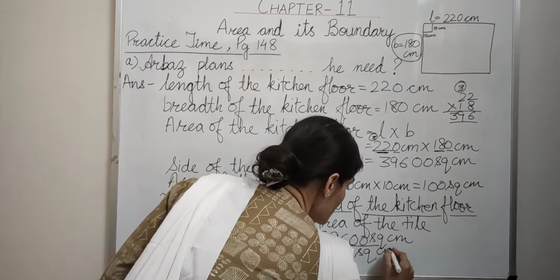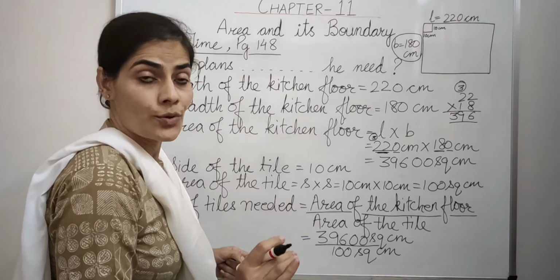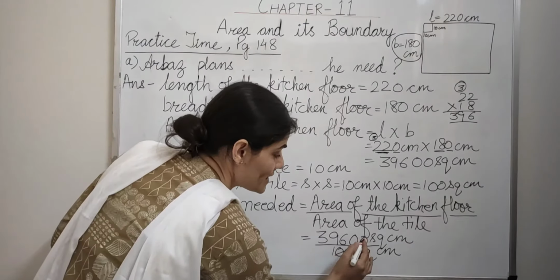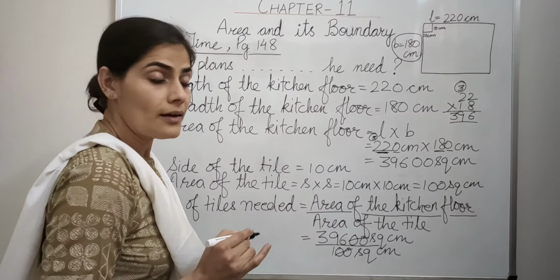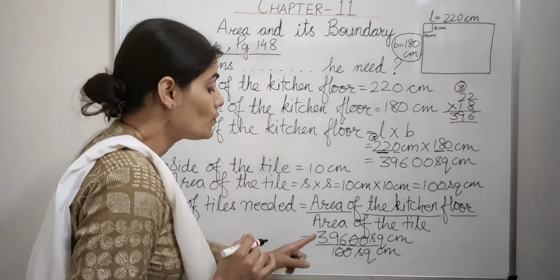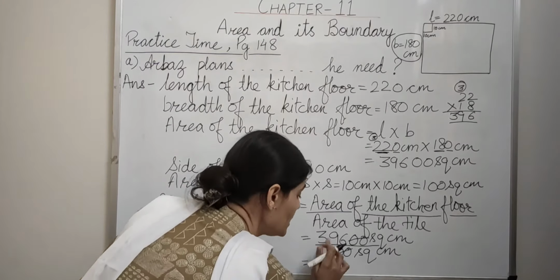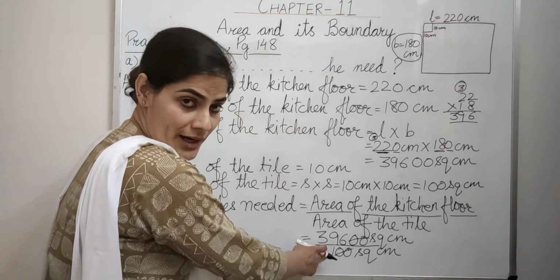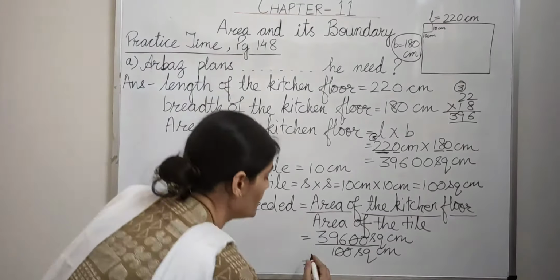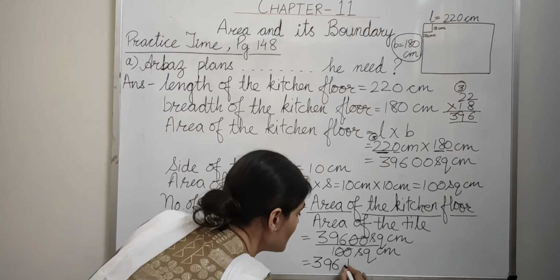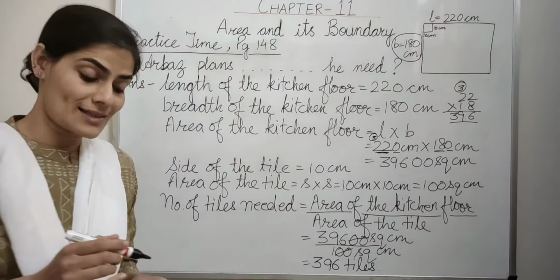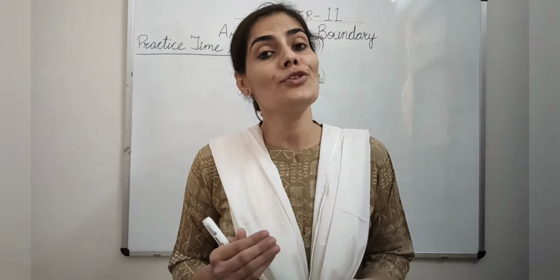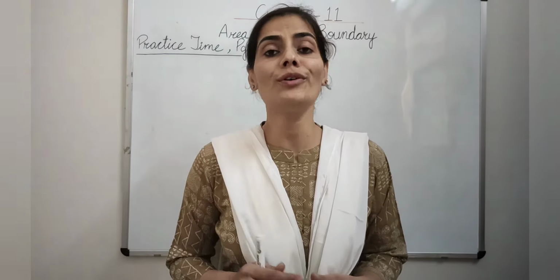Now let's cancel the equal number of zeros from the numerator and denominator. So two zeros get cancelled with the two zeros in the numerator. What are we left with? We are left with the number 396 divided by 1. And when any number gets divided by 1, the answer will be the number itself. So how many tiles do we need? 396 tiles.